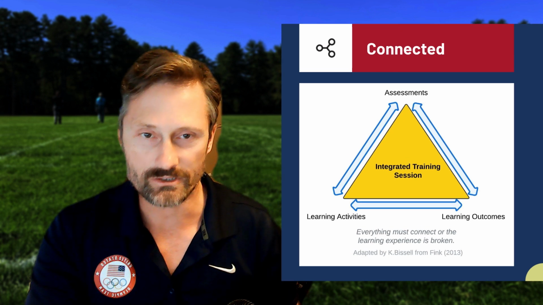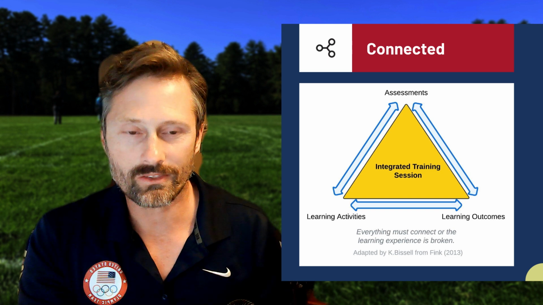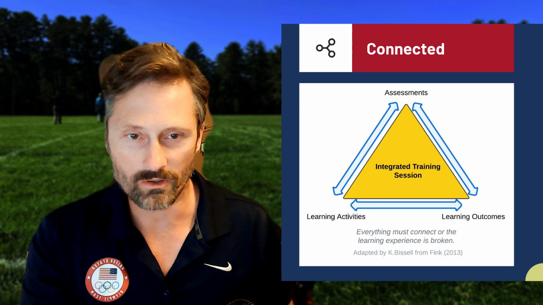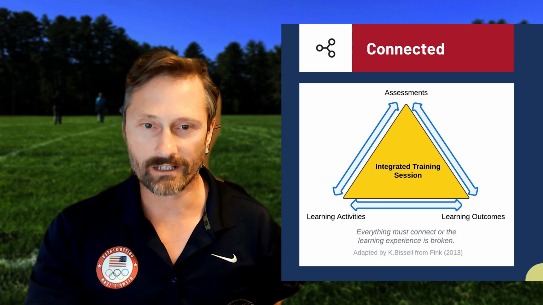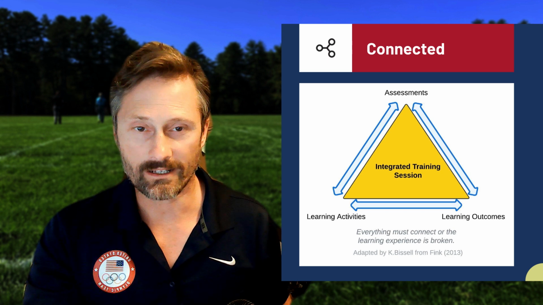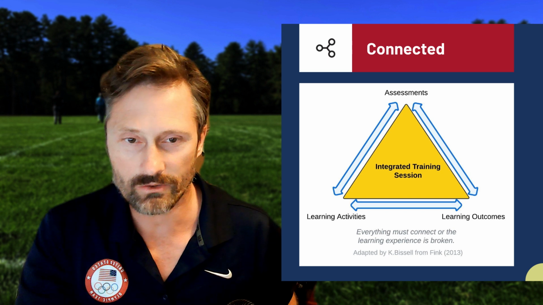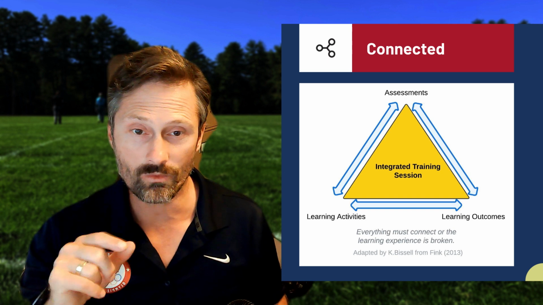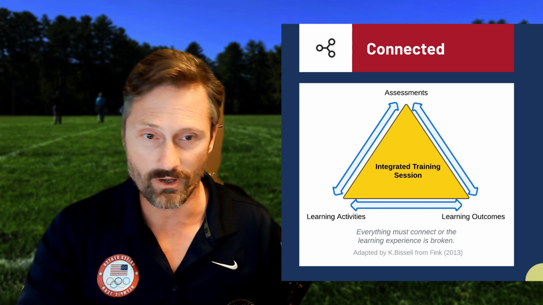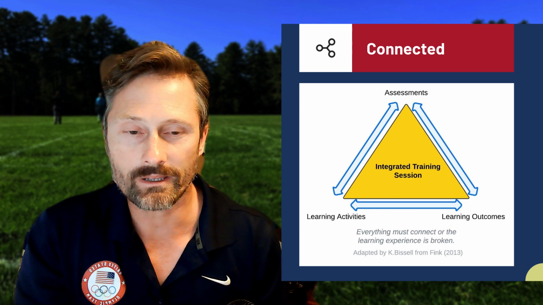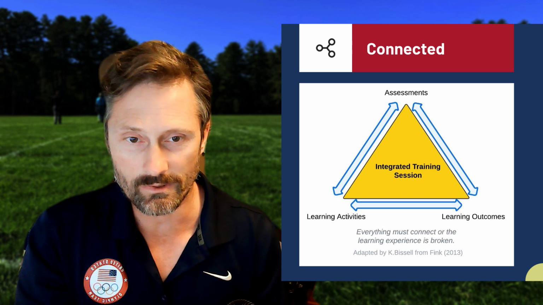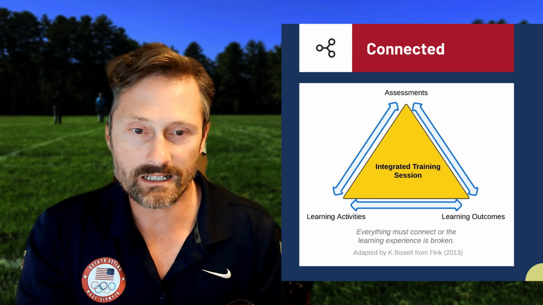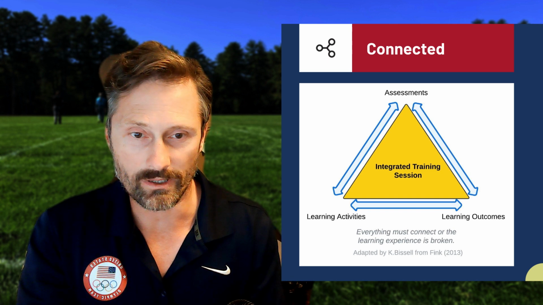An integrated training session is connected in three different corners. Let's say our learning outcomes are in the lower right-hand corner in this particular picture, and then we have our learning activities in the bottom left corner, and then our assessments up top. All three of those elements need to connect with each other and connect back to each other. If any one of those sides of the triangle is broken, then the training experience, the learning experience, is going to be compromised as well. Everything must connect or the learning experience is broken.